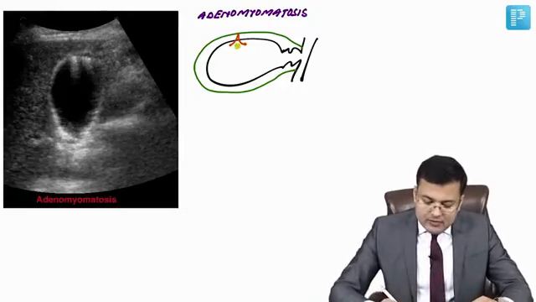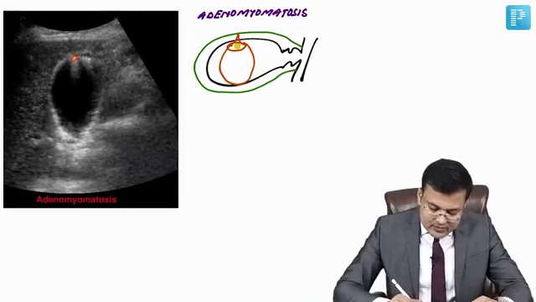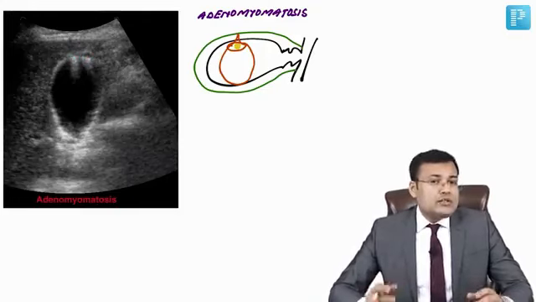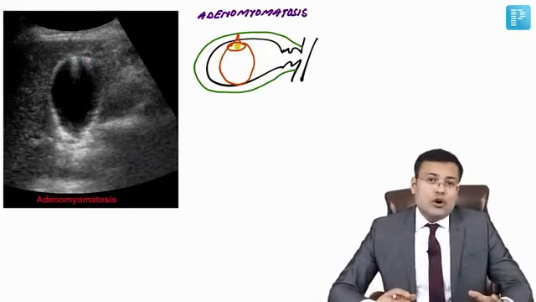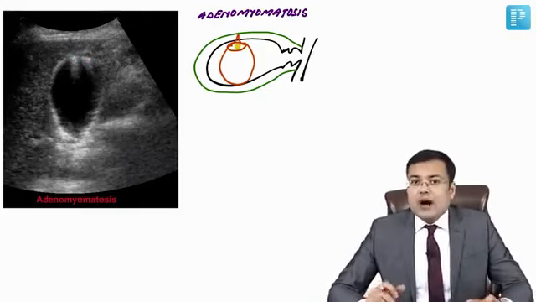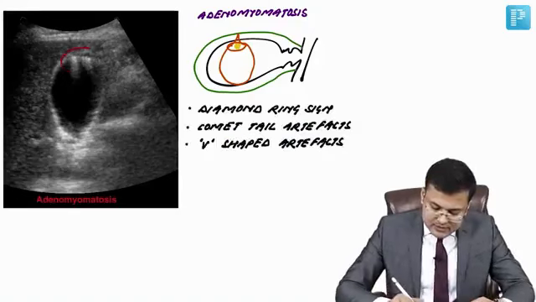So whenever we perform ultrasound, it appears like this. So here you can see, it looks like diamond ring sign, also known as comet tail artifacts, also known as V-shape artifacts. So what's the name of this particular sign?